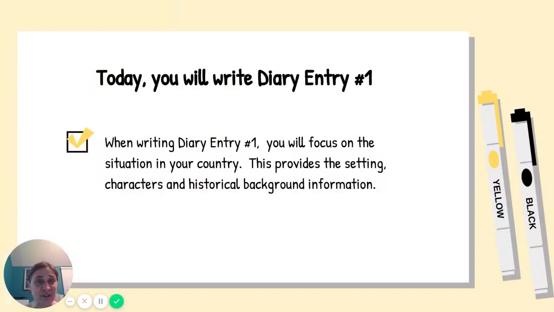So you're going to be writing your first diary entry, which is basically your first part of your story mountain that you created over the past 2 days. Okay, so this is basically going to be your first post-it note or your first section that you wrote about on your story mountain. So when you're writing your first diary entry, you're going to be focusing on the situation in your country. This is going to provide the setting, characters, and historical background information based on the first part of your story mountain.